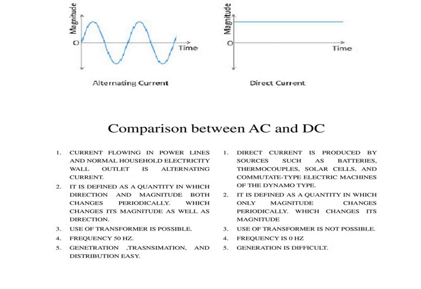The next point is it is defined as the quantity in which direction and magnitude both change periodically. So you can see in this graph, the alternating current changes the magnitude as well as the direction periodically. After a period, it changes the magnitude as well as the direction. But in case of DC current, only the magnitude is changing. The direction of the waveform is not at all changing. So this is the second difference.